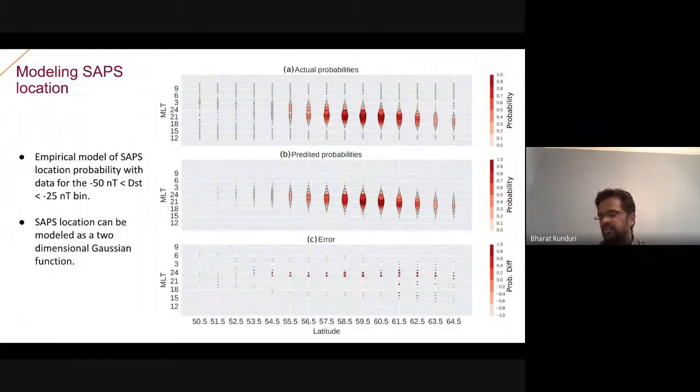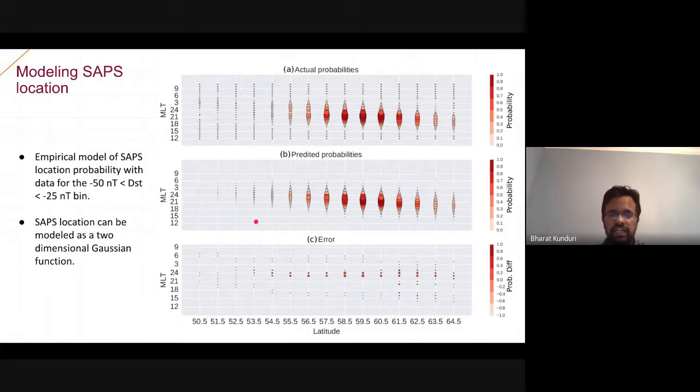So one of the things that we set out to do was figure out if we can model the location of SAPS using geomagnetic activity level as specified by the DST index. So basically, our goal was to see if we can predict the location of SAPS given a certain geomagnetic activity level. And it turned out it was a very simple task to do.